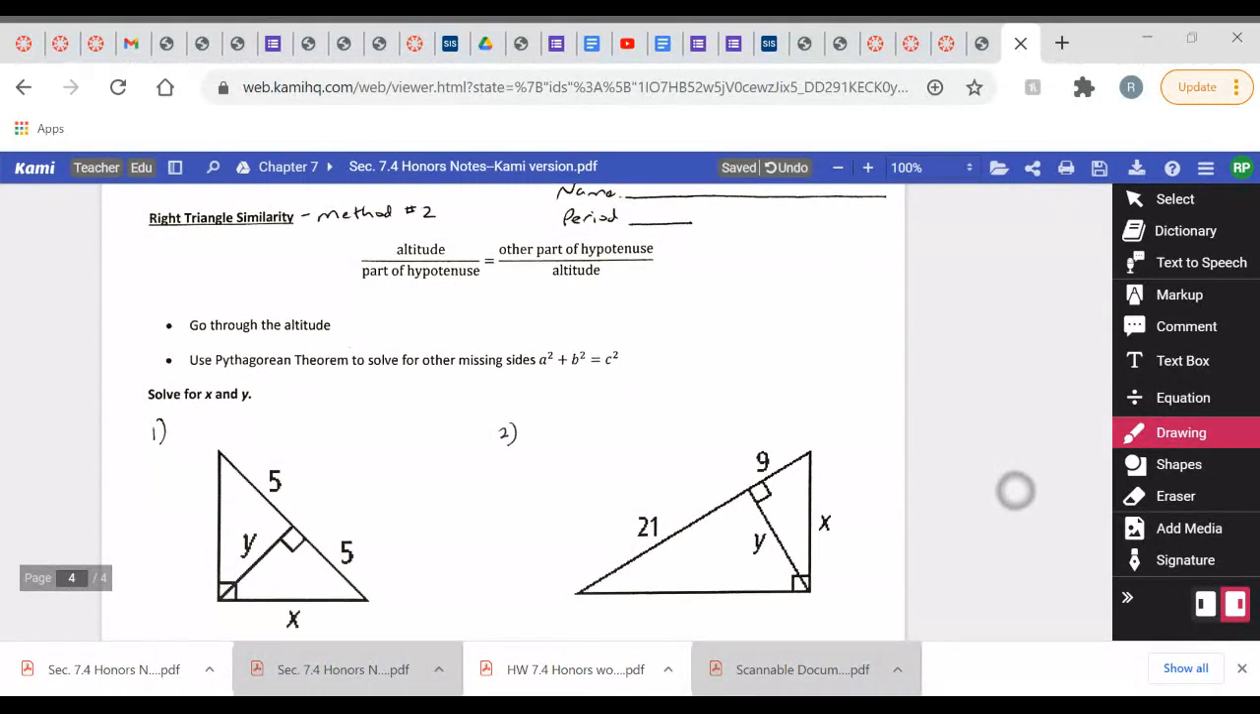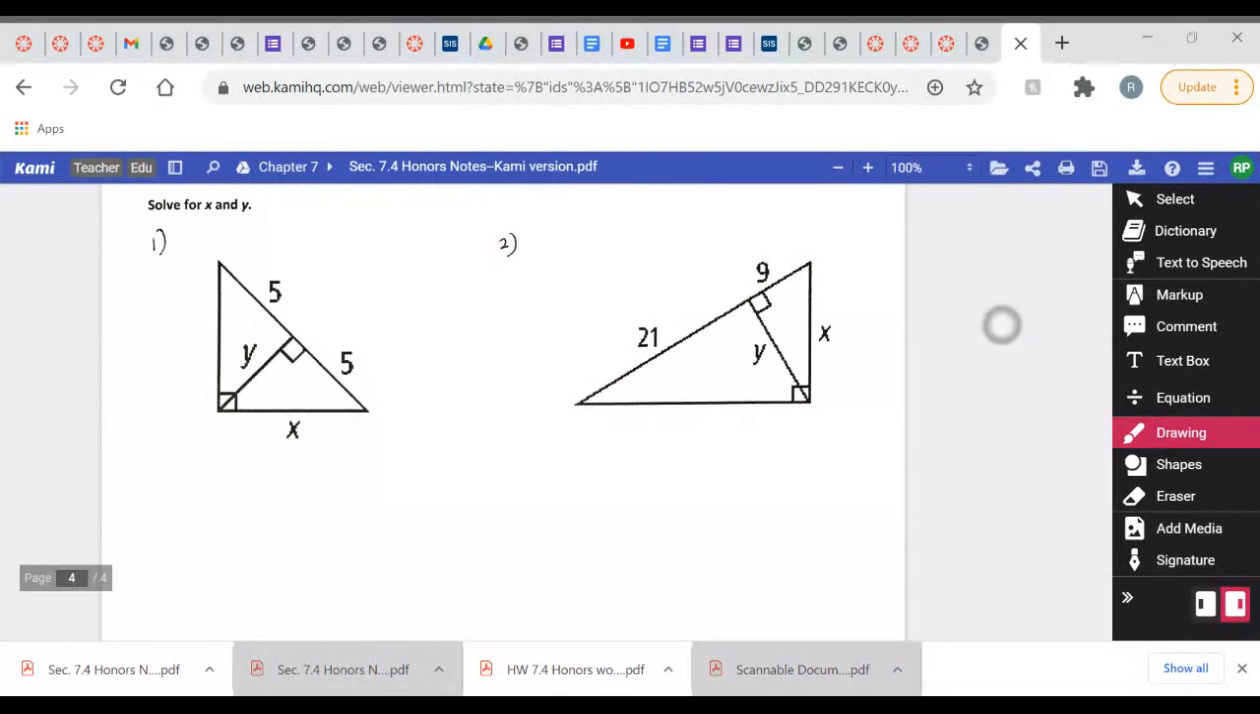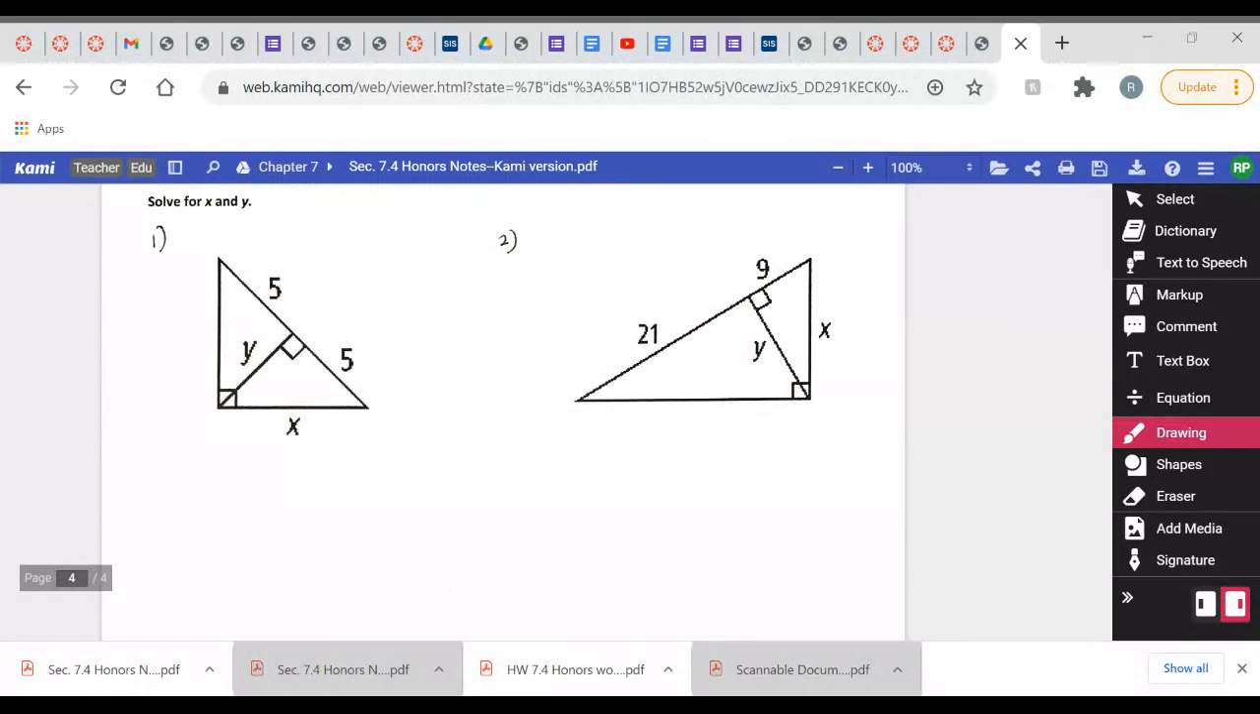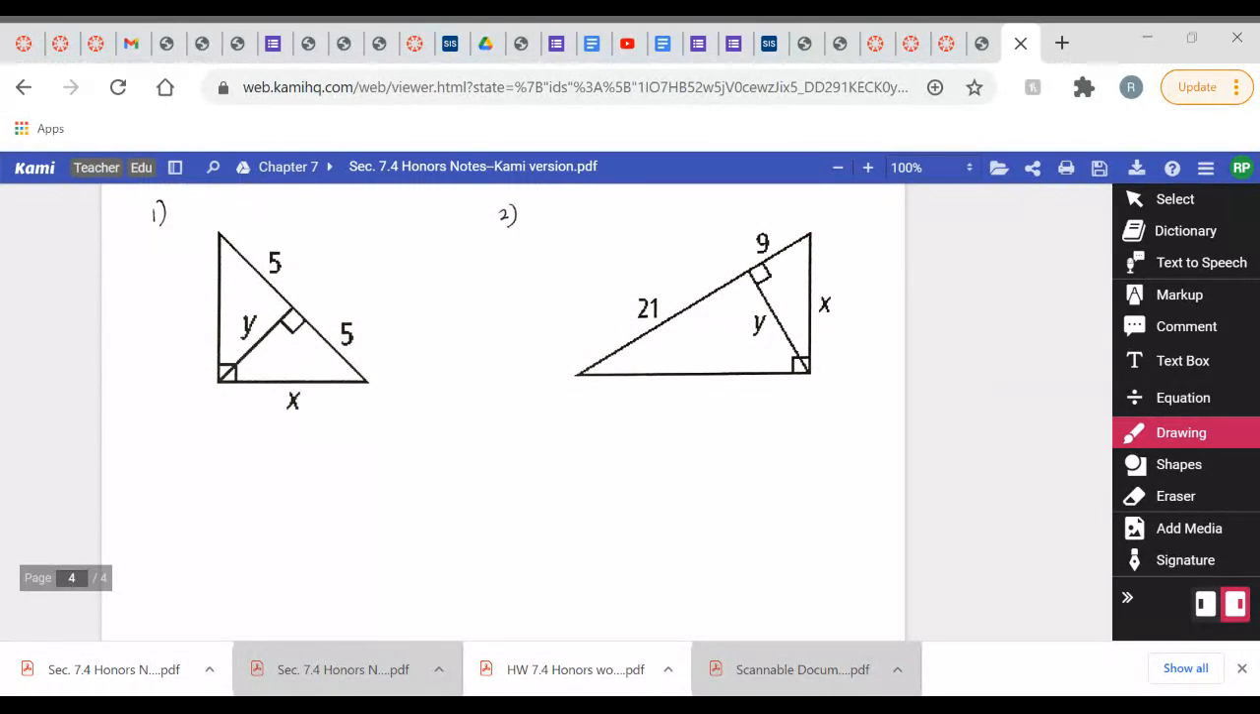So in this case, you can see the steps are written here. A little formula that says the altitude, which is that line that goes through the middle and forms a right angle with the other side, over part of the hypotenuse is equal to the other part of the hypotenuse over the altitude. So it's like a little formula you'd have to remember. And you can solve for the missing piece there. And then you would use Pythagorean theorem, a squared plus b squared is equal to c squared, which works for any right triangle when you know two sides and want to find the third, to find the other missing sides. So let's do that down here for example 1. Then I'll have you try example 2 with this method, and then you can decide which way you like better.